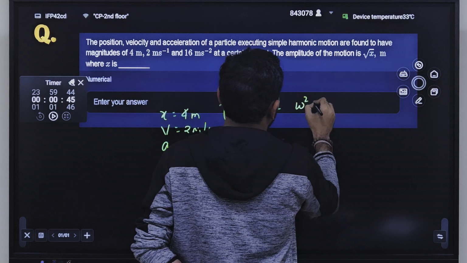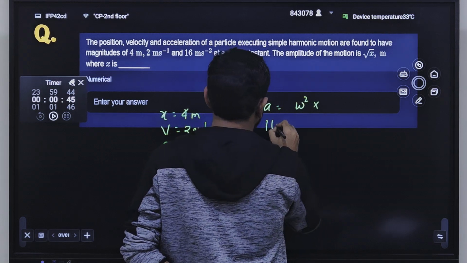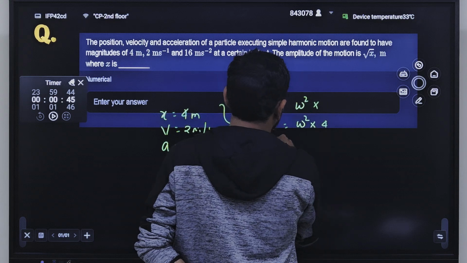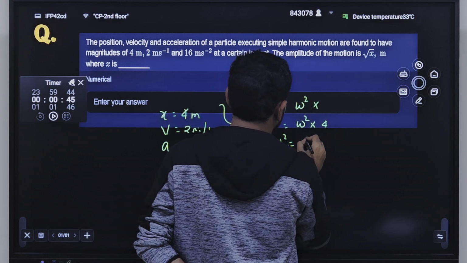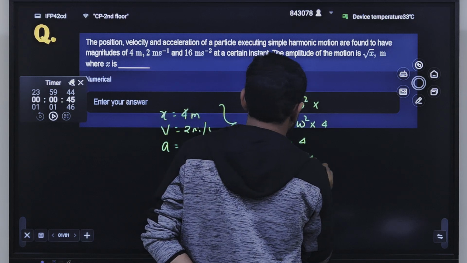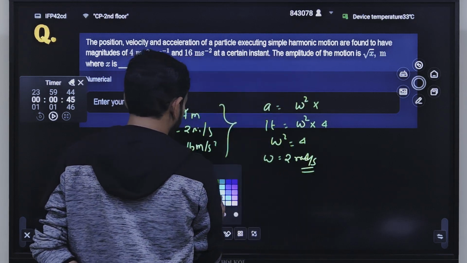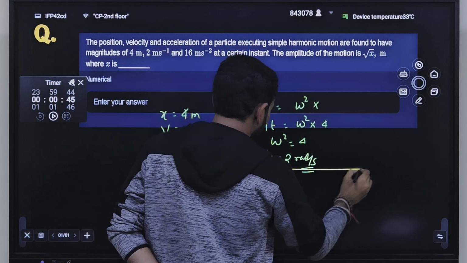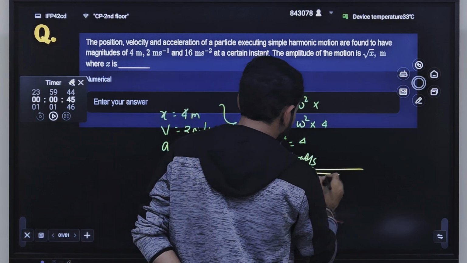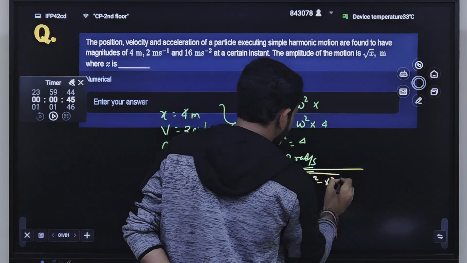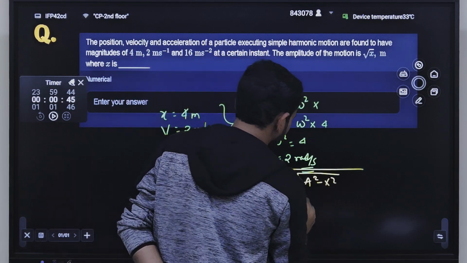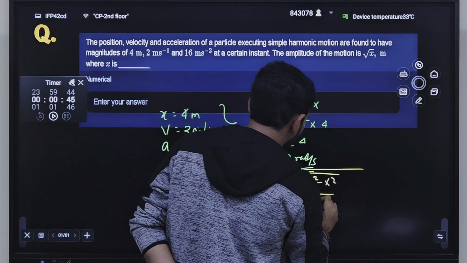Acceleration can be written as omega square into x. What is acceleration given? 16 is equal to omega square into, what is the value of x? 4. So what you can write for omega square? Omega square can be written as 4, that means omega is 2 radian per second. Omega we got, correct? Now what we can do? What is the velocity? You know the formula of velocity? Velocity is equal to omega root under a square minus x square. What is the velocity? 2. What is the omega? 2 root under a square minus x square.